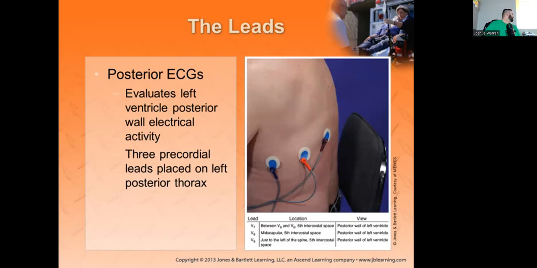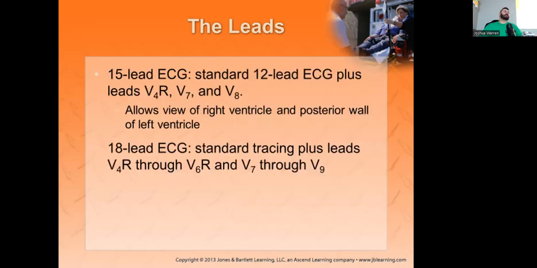Here's the problem though. You see at the bottom there, V7, V8, V9. Do you carry that? So I mention it to you because why? The National Registry asks my students these stupid questions that have no bearing on what they do. You know what else they ask? They ask about 15 and 18 lead EKGs. Do you know why? Because somewhere out there are services that do those. For their service area, it might be applicable.